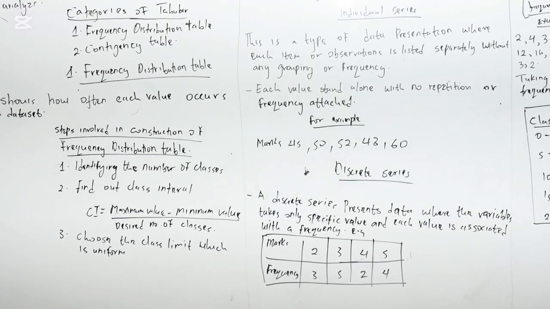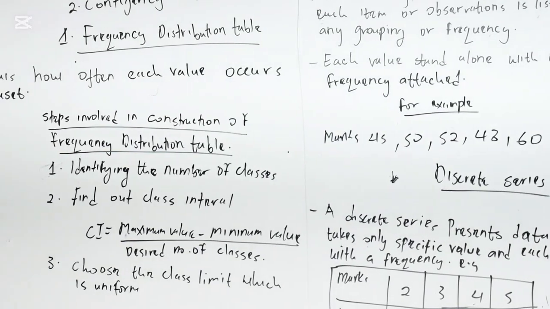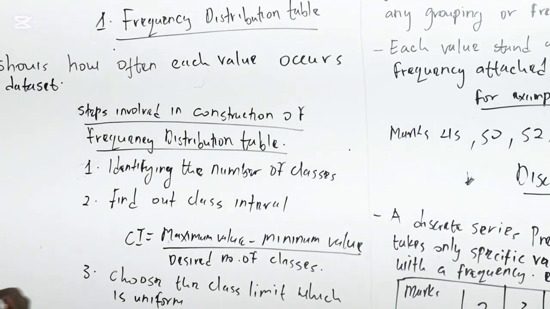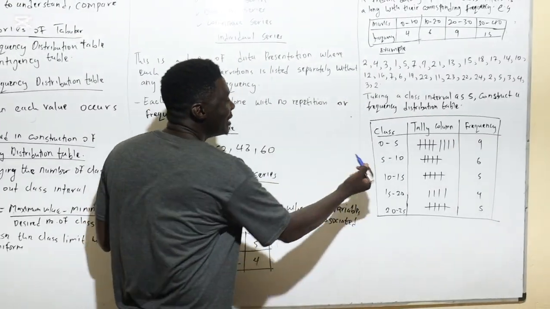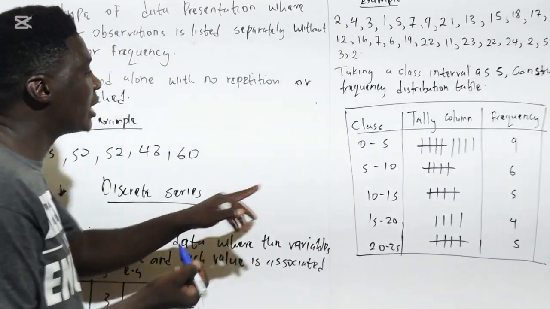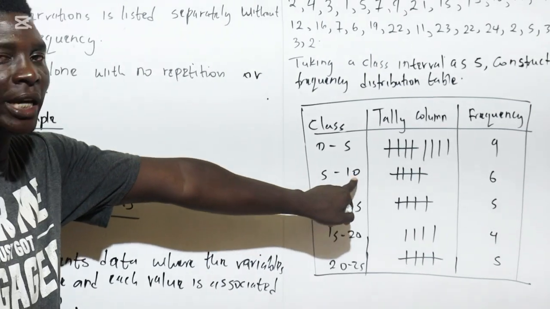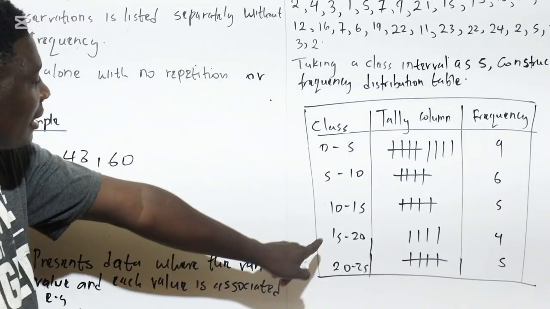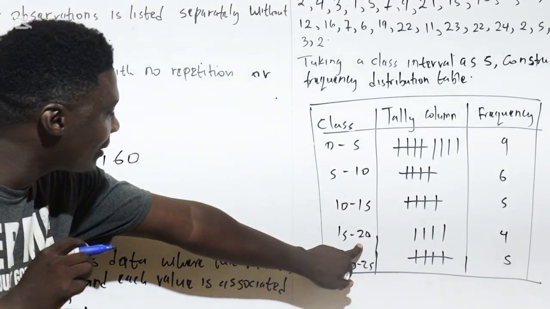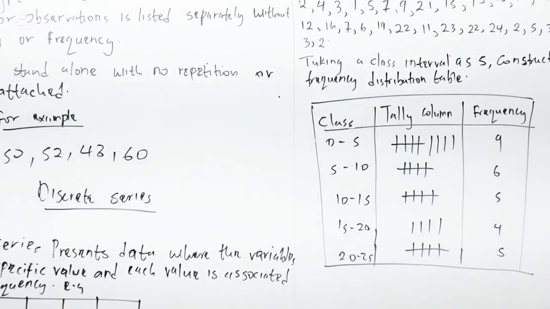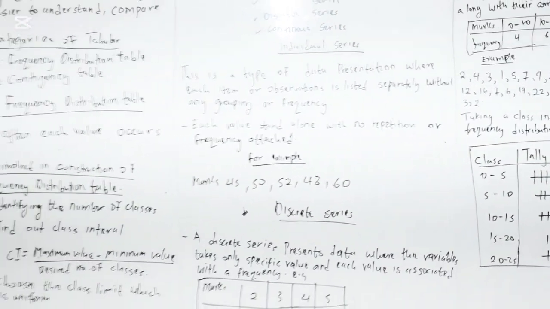Step number 2, find out the class interval. This is what we call a class interval. Go with me: we have 0 to 5, an interval between 0 and 5. Then we have 5 to 10, an interval between 5 and 10. Then 10 to 15, then 15 to 20, and finally 20 to 25. So that is finding out the class interval.